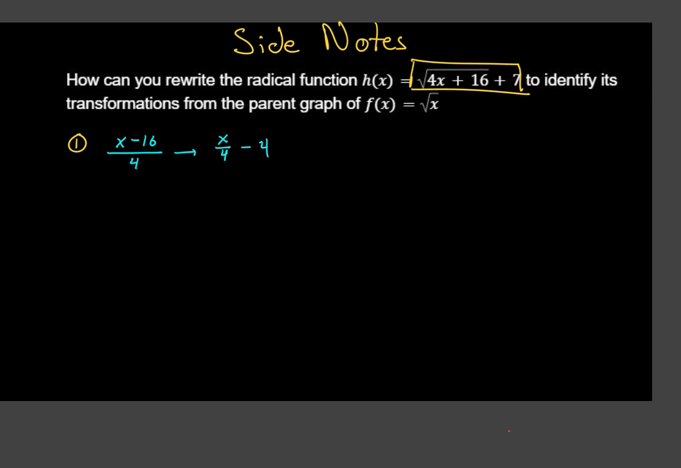And then for the y rule, it would just be y plus 7, because only plus 7 is outside if we're going at it with this approach. So as far as describing the transformations, we would have a horizontal compression, since we're dividing by 4 as the rule, which is a type of dilation, by a factor of 4.